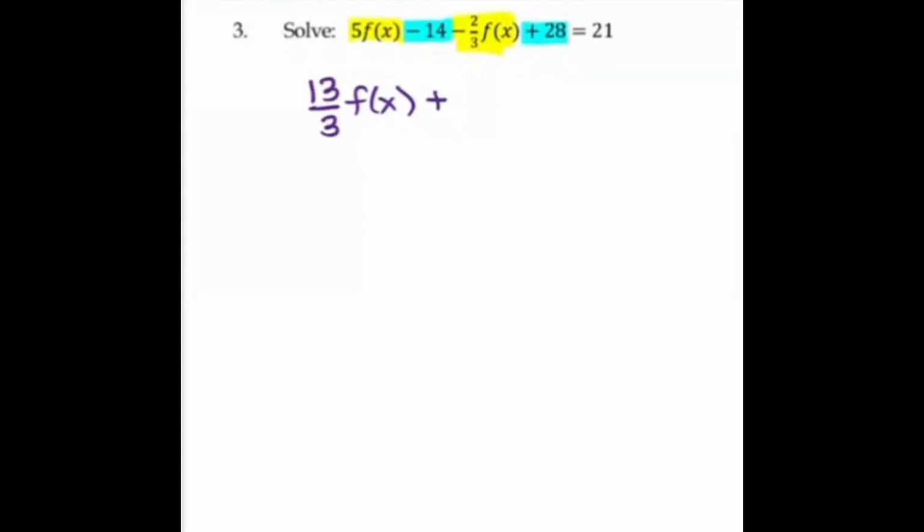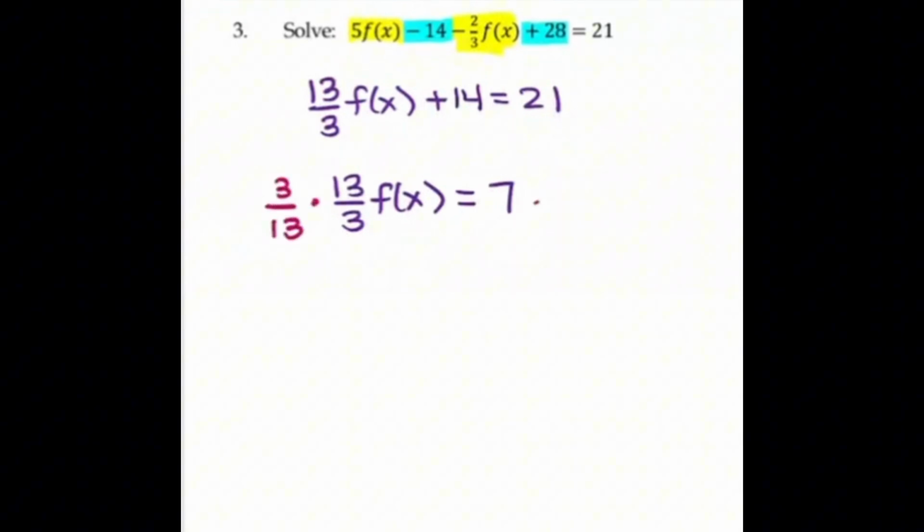equal to 21. So we are going to isolate the variable, in this case f of x. Move 14 over by subtracting it, giving us 21 minus 14 is equal to 7. To get rid of the fraction in front of f of x, we are going to multiply both sides by the reciprocal. And we get f of x is equal to 21 over 13. Here, directions were not specified as to what notation we want, so I am just going to leave my answer as such.